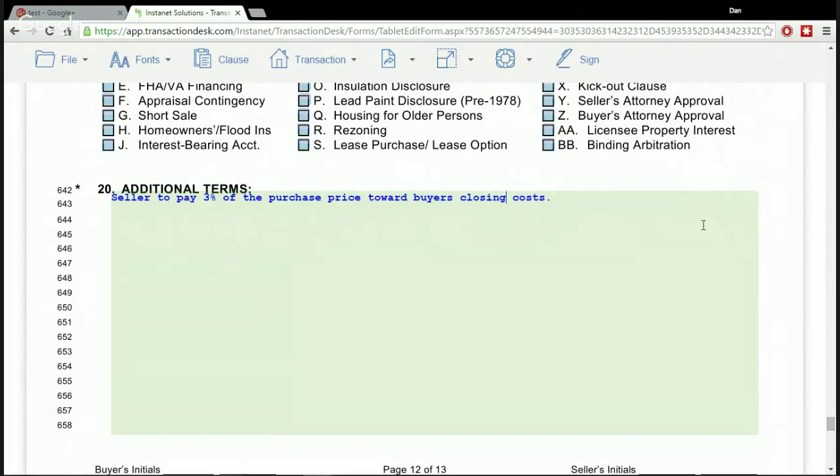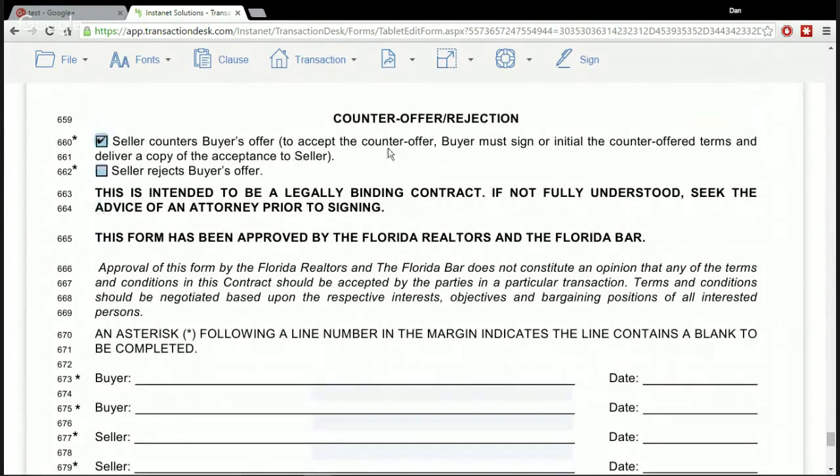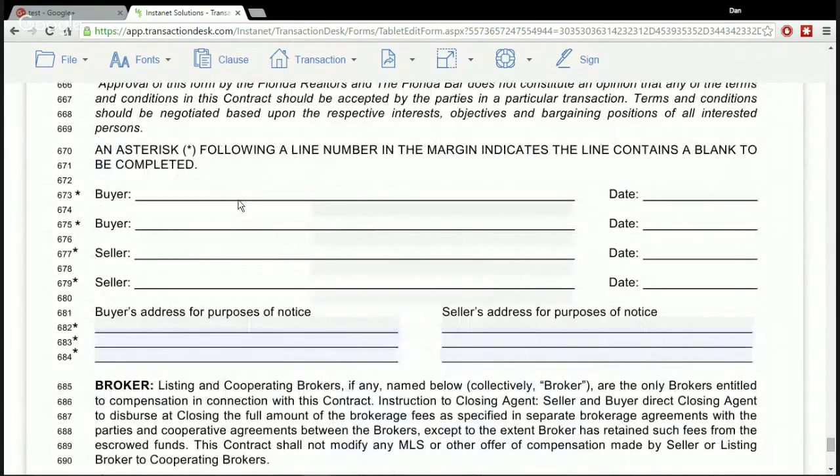And then the other thing is, the very end here, I find that agents rarely do this, where they'll check this box: seller rejects buyer's offer, or seller counters buyer's offer. Usually they'll just either email it or they'll just mark it up and then sign it. They rarely ever check one of these boxes, but technically that's what they're supposed to do. What else? This is a legally binding contract. If you do not fully understand it, seek the advice of an attorney. So that's disclosing to your buyers that they should have an attorney if they don't understand what they're signing.